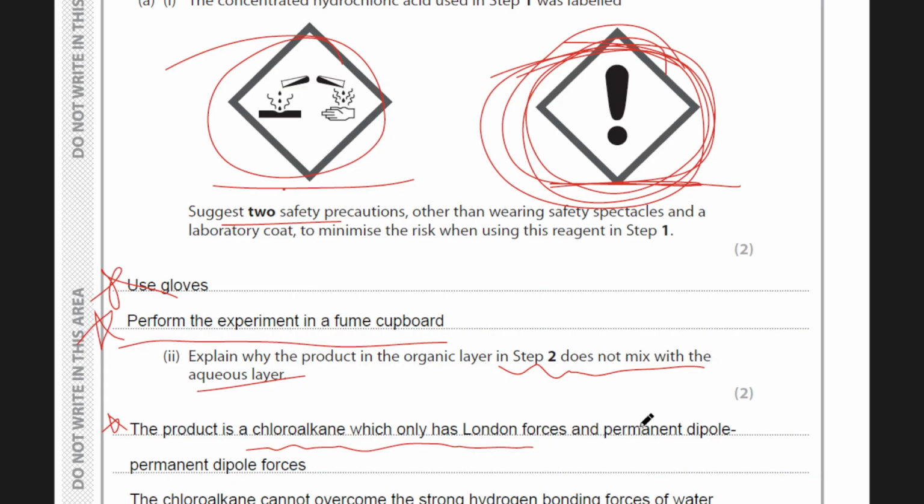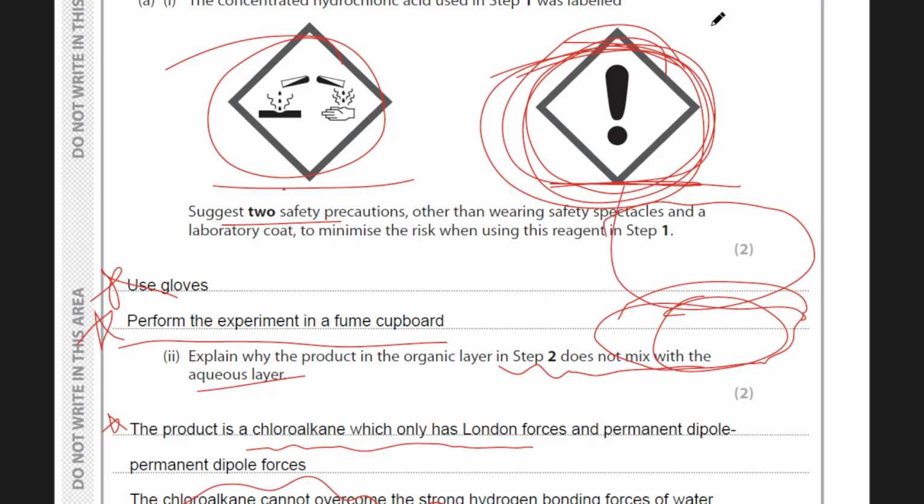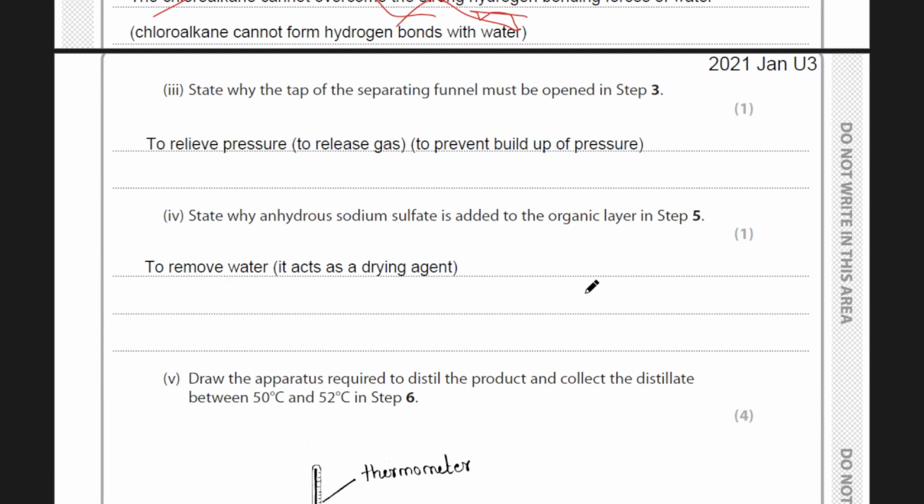So one has London and permanent dipole forces, while the chloroalkane has strong hydrogen bonding forces. Obviously, due to these differences, the chloroalkane cannot form hydrogen bonds with water, and that is why water settles down at the bottom, while chloroalkane settles at the top as the organic layer. Now, state why the tap of the separating funnel must be open in step 3.